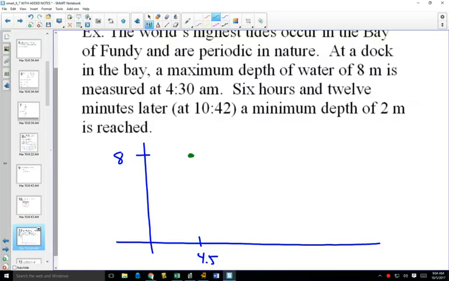How am I going to mark 10:42? 6 hours and 12 minutes later. So how do we figure out what decimal 42 minutes should be? So you say it should be 0.7. So that is correct. It's going to be 10.7. So why is 10:42 equal to 10.7? How did you figure out that 42 is 7, right?